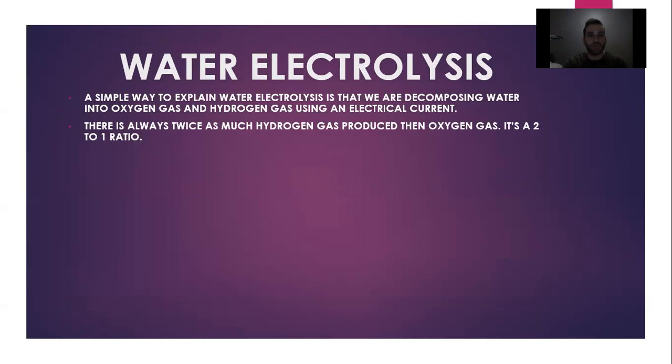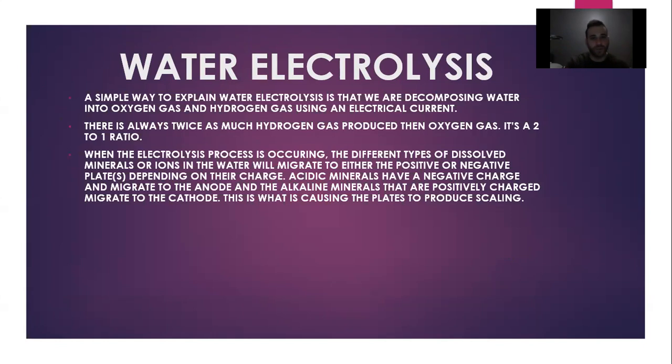There's always twice as much hydrogen gas produced than oxygen gas. It's a 2-to-1 ratio, okay? And that just makes sense. You know, you got 2 hydrogen atoms for every 1 oxygen atom in a water molecule. So when you disassociate water, you're going to be producing 2 times more hydrogen than oxygen.